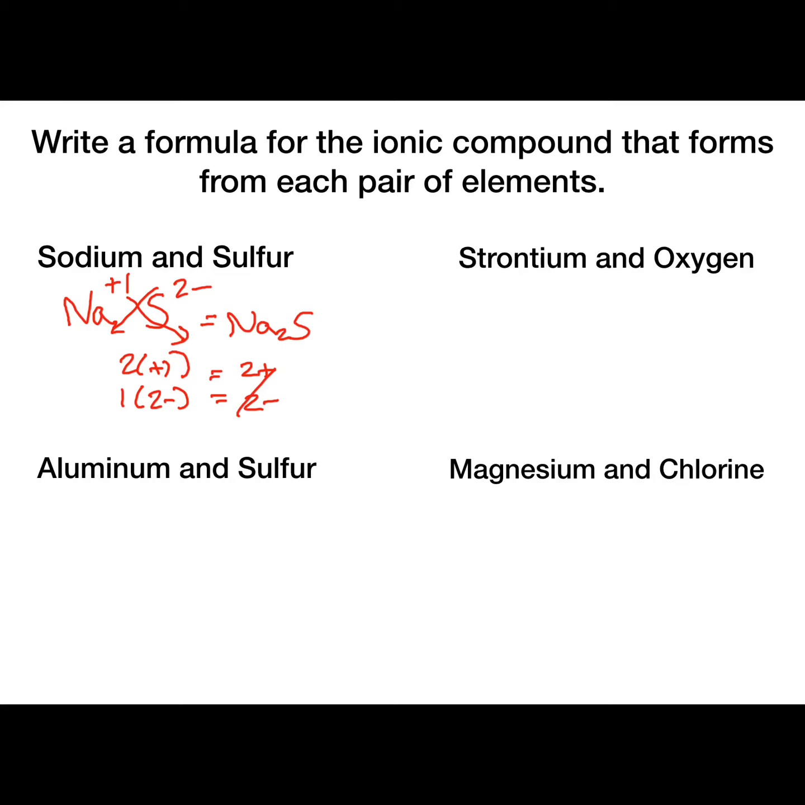Our next pair of elements is strontium and oxygen. So we're going to start off by writing the symbols. So we have Sr for strontium and O for oxygen. Now we're going to write the charges. So strontium tends to form a 2+, and oxygen tends to form a 2-.